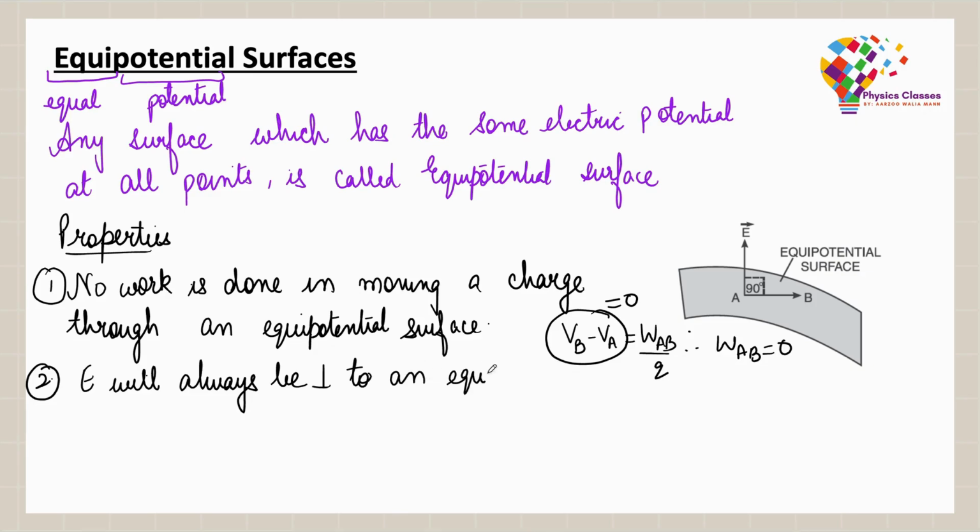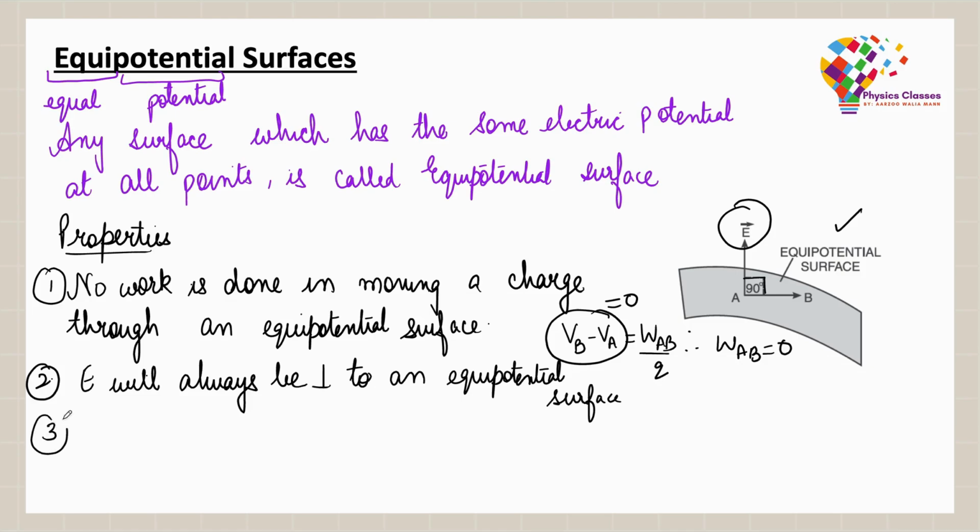You can see on the diagram also that my electric field is perpendicular to the equipotential surface because there is no work being done. If there's no work being done, that means the dot product of E and S has to be 0. So that is only 0 when your angle over here is 90 degrees. So this is an equipotential surface. You can see that the electric field is perpendicular to the surface.